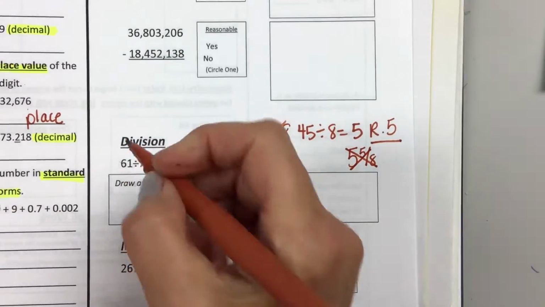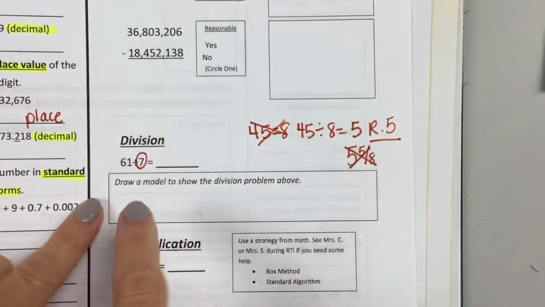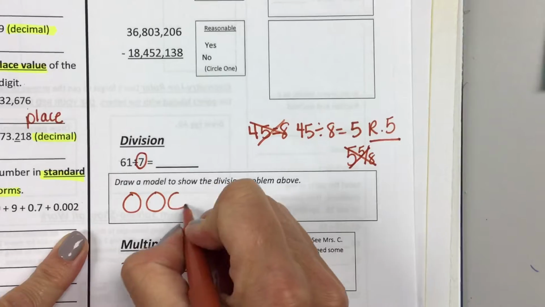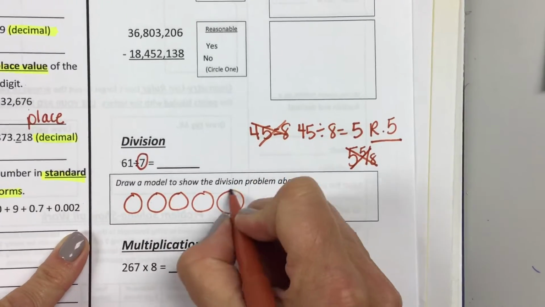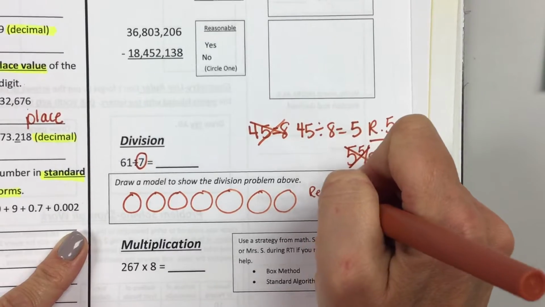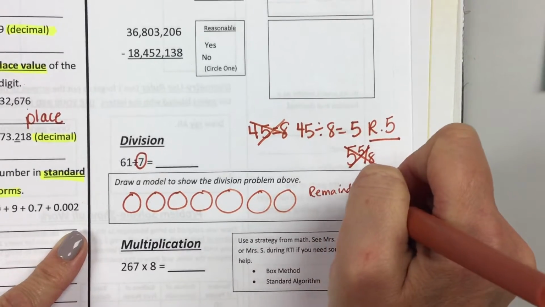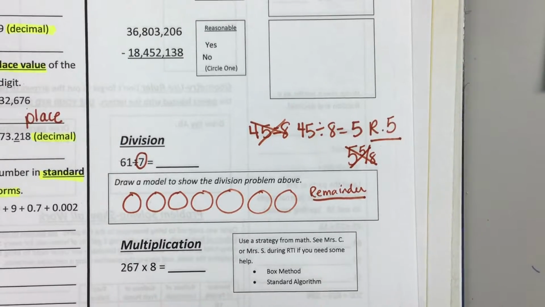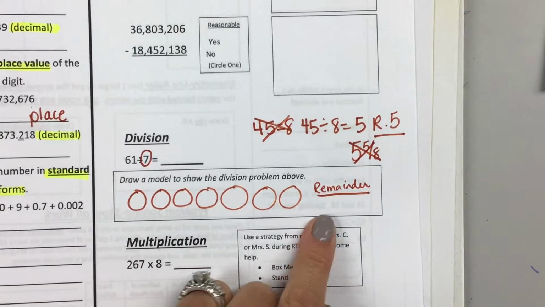Here's our model. We're going to have 7 groups here. And then here you might want to have your remainder and show that there. Okay? How many go in each group and how many are left over?